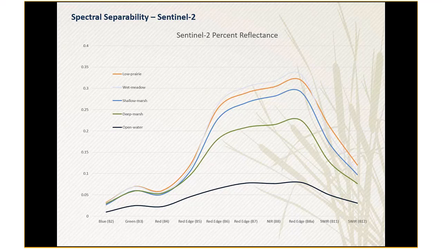Sentinel, a little bit different, in spite of the lower resolution, still really good separability of our target classes. Again, there's confusion between the low prairie and wet meadow, but we have high separability in band 7 red edge, near infrared, the other red edge band, and the SWIR band. So it's basically suggesting that both of these platforms should perform well.